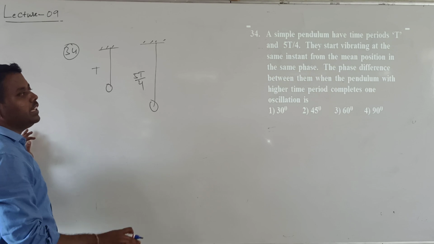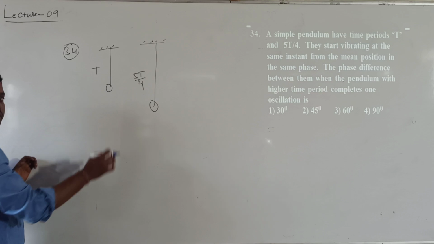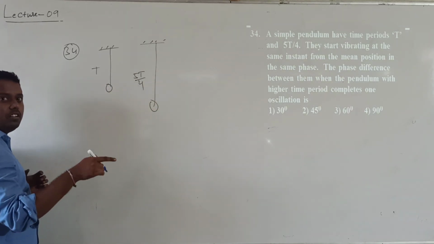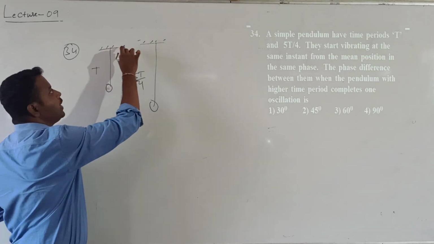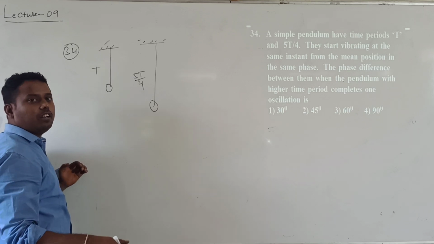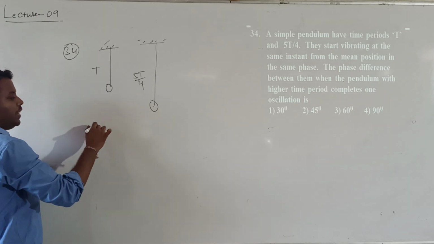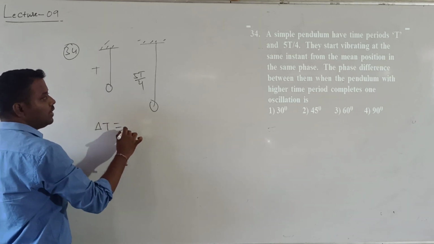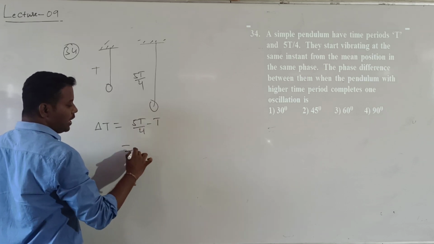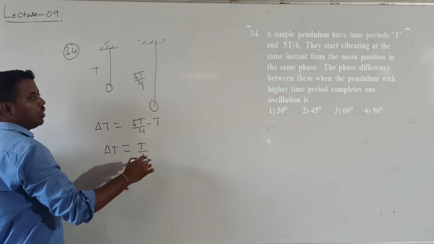The phase difference between them when the pendulum of higher time period completes one oscillation. But you know that both will not take the same time to complete one oscillation. The longer one will take more time compared with the shorter one. Now they are asking us to calculate, when the longer one has completed one oscillation, what is the phase difference between these two? To calculate the phase difference, let me calculate the time period difference, 5t by 4 minus t. How much will I get? Which is t by 4.